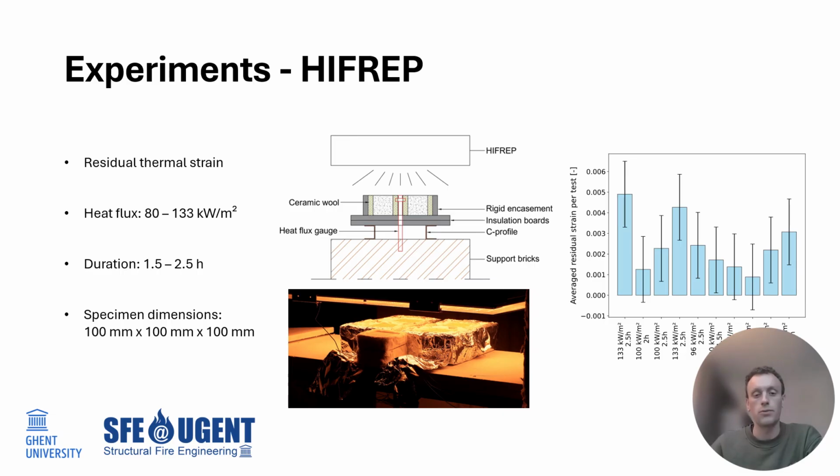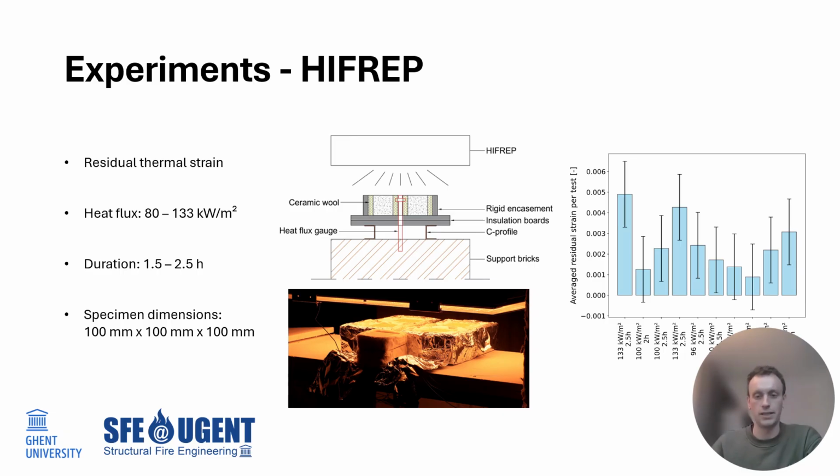So what we did was we put 4 cubes underneath the radiant panel and heated them up with a constant heat flux for a fixed duration. And we did this for several tests, and every test had a different duration and a different constant heat flux. And then in the end, with a caliper, we actually measured the residual thermal expansion. And you can see the results on the right-hand figure on the slide.